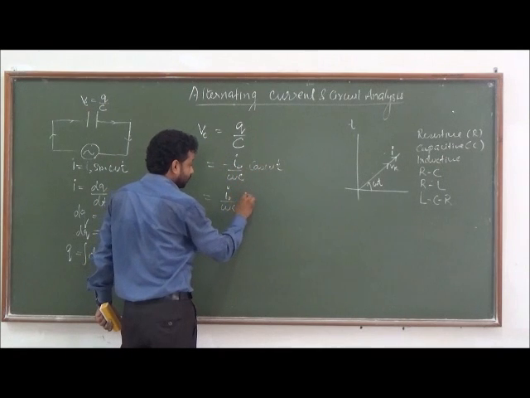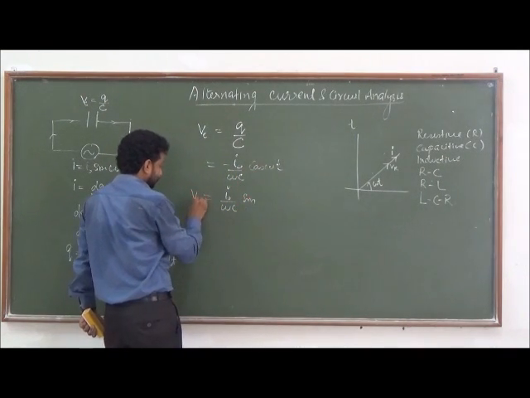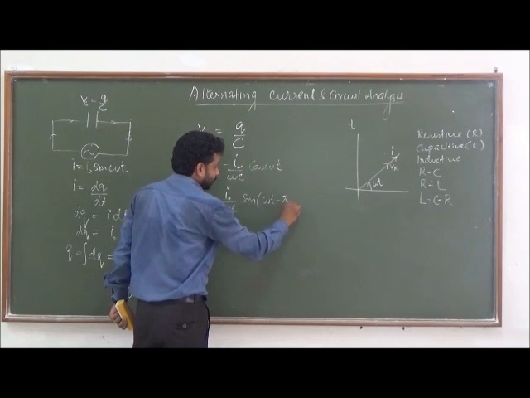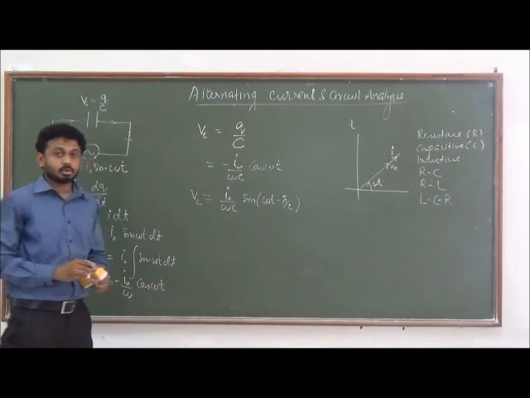Now minus cos omega t can be written as sin of omega t minus pi by 2.